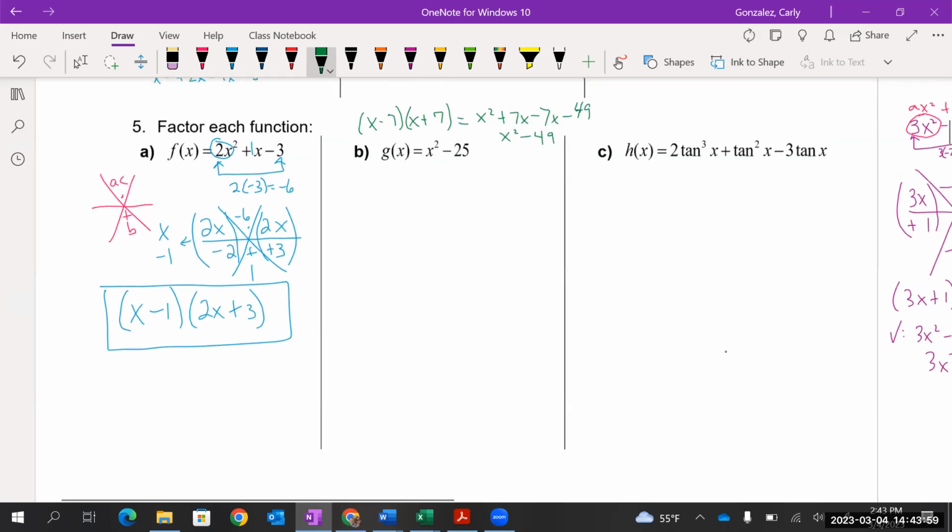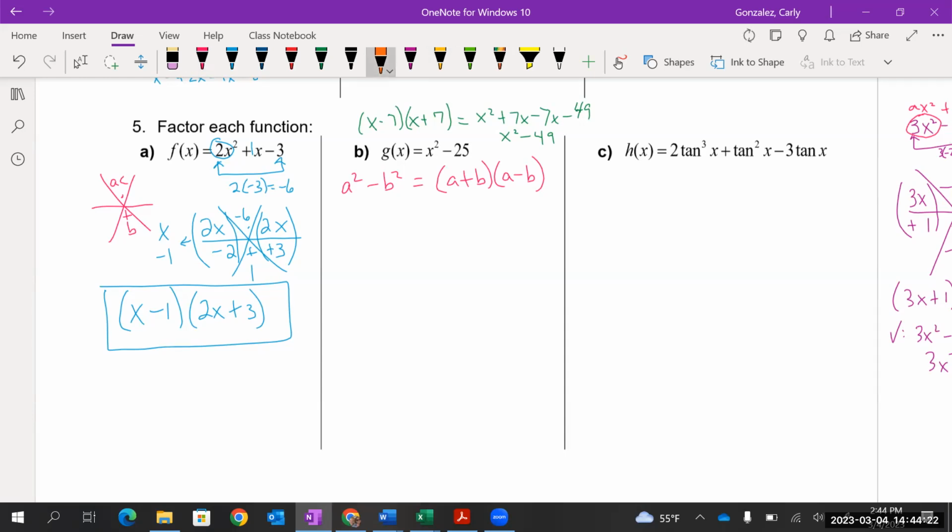So this is actually a difference of squares. And so we're going to use the property that if we have an a squared minus b squared, like x squared minus 49, that can be factored into a plus b, a minus b. Or in this case, x minus 7, x plus 7.